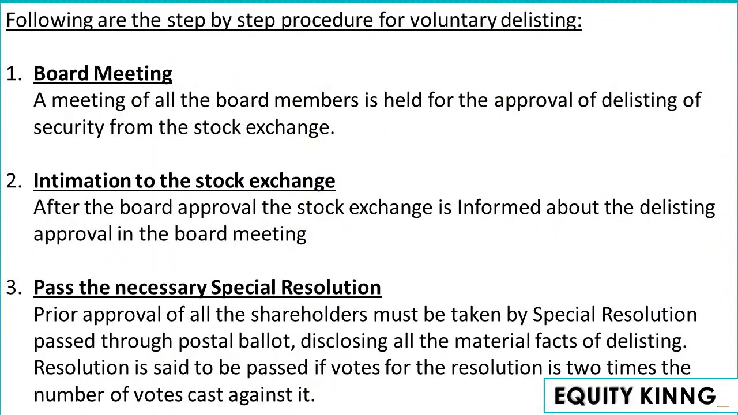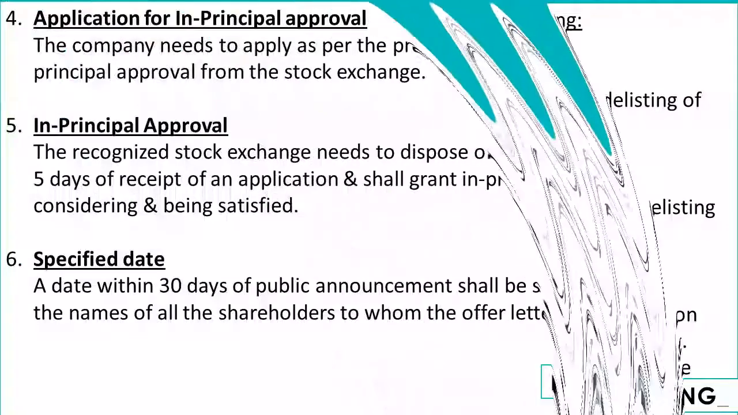Following is the step-by-step procedure for voluntary delisting. 1. Board meeting. A meeting of all the board members is held for the approval of delisting of security from the stock exchange. 2. Intimation to the stock exchange. After the board approval, the stock exchange is informed about the delisting approval in the board meeting. 3. Pass the necessary special resolution. Prior approval of all the shareholders must be taken by special resolution passed through postal ballot, disclosing all the material facts of delisting. The resolution is said to be passed if votes for the resolution are 2 times the number of votes cast against it.